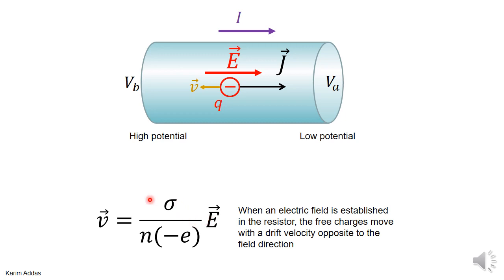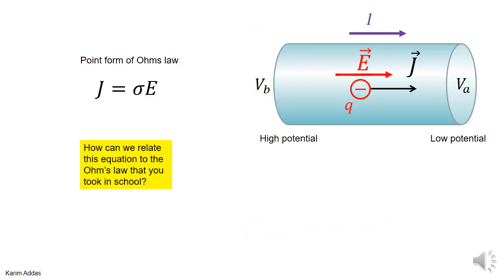So in another way, the point form of Ohm's law is saying that when you have an electric field created inside the wire, the charges start to move with a drift velocity in the opposite direction of the electric field, given by this formula. So this is just another way of writing things. So this is the point form of Ohm's law then. J is equal to sigma E.